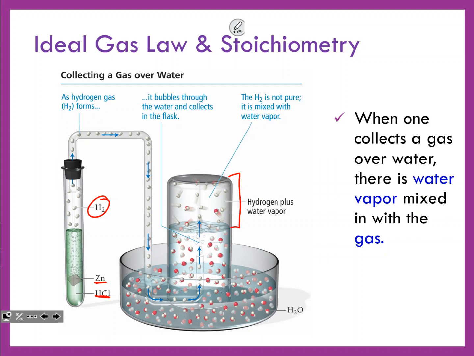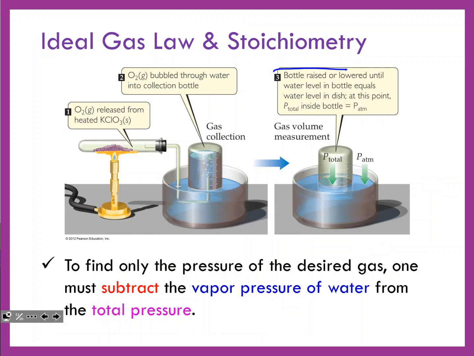But because we're collecting it over water, there's going to be a little bit of vapor pressure on top of the liquid, so there's a little bit of water in there. It's not all just hydrogen gas inside. Okay? So that's important here. The water vapor is mixed in with the gas, and we have to take that into account when we're doing the math. Basically, you have to subtract the vapor pressure of the water from the total pressure in order to get just the pressure of the gas you're collecting.